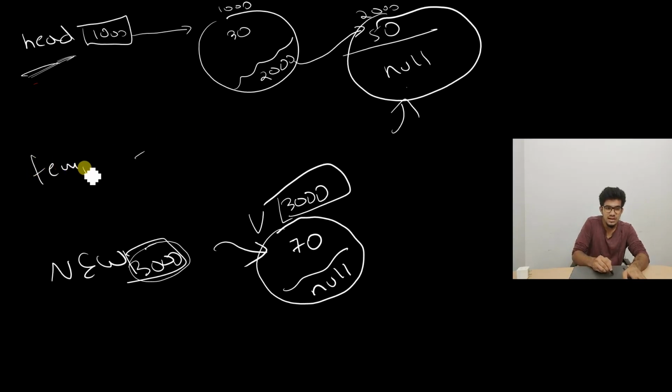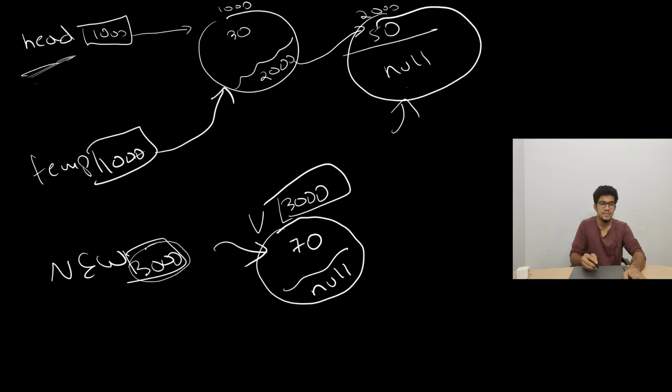I'll write the temp value, which is same as the head, that is 1000, which means it is also pointing to this. Now I have to check, is this the last node? Yes or no? How will I get to know if this is the last node? Okay, if it is pointing to null, it is the last node. That's why I'll check, is this pointing to null?